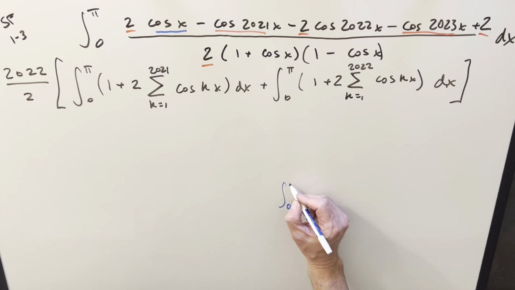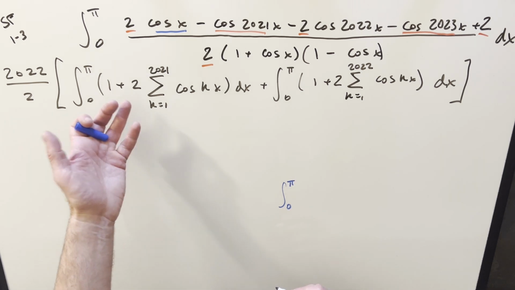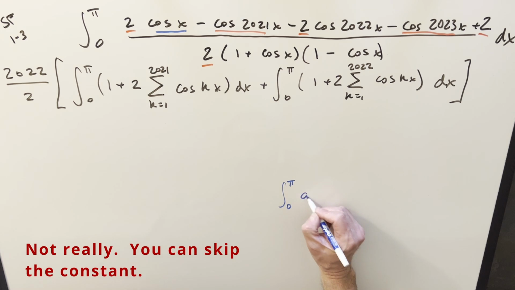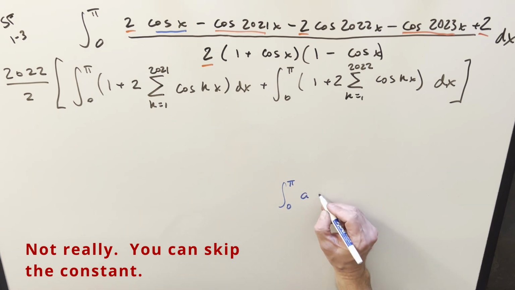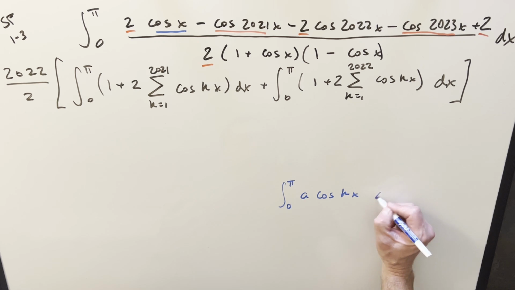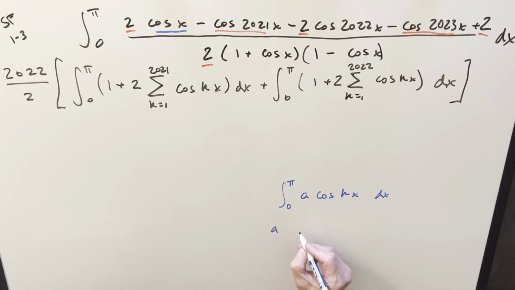We're integrating 0 to pi. There's going to be some constant in front, I guess. It's going to be like a 2, but it doesn't matter. So we'll just say there's going to be a constant in front of this, and we're going to have some cosine kx. And we know that k is going to be an integer. We go ahead and integrate this. We're going to get sine kx over k, but we're evaluating from 0 to pi.